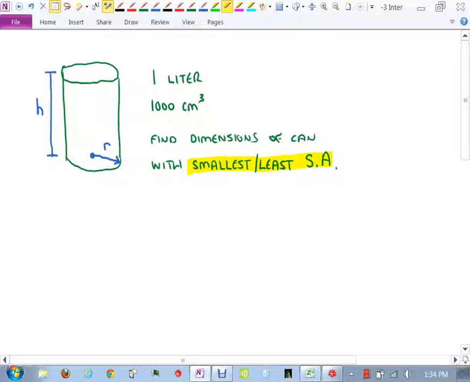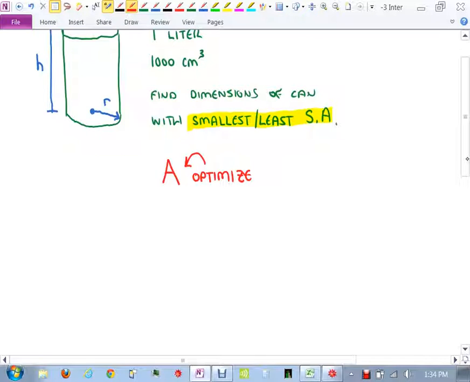I don't like writing SA, so I'm just going to put A to mean area. Is that okay? So I want to optimize A. So what do you need? What's the area of a can? You need to be able to figure that out. What is the area of a can?